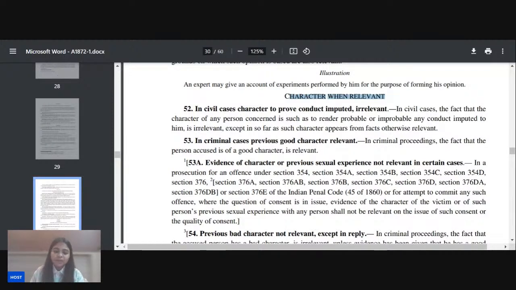So character becomes relevant if it is admissible or not admissible in civil cases. There are cases in which character is a fact in issue or a relevant fact, right? Like if libel is concerned or something like that, then it would be a fact in issue, and then the evidence of the character can be led. But in civil cases, evidence of character is generally inadmissible unless character is the fact in issue, right? And section 55 talks about character as affecting damages.